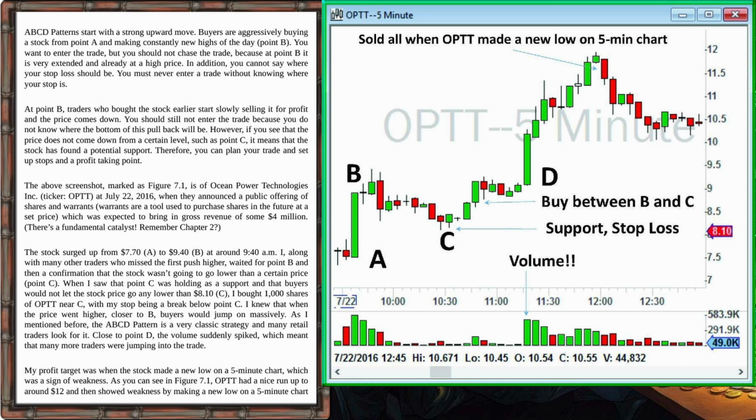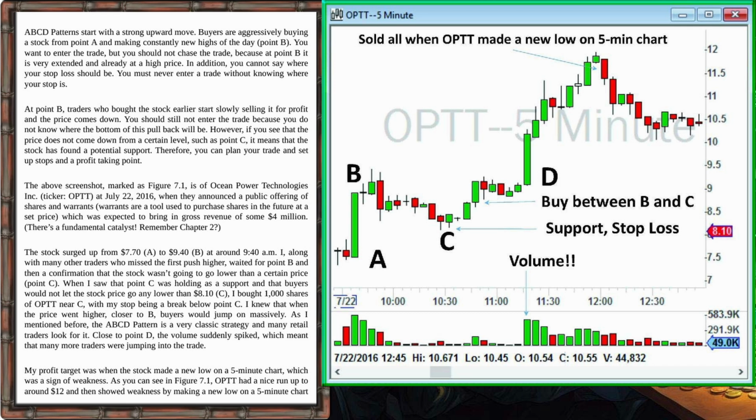The above screenshot, marked as Figure 7.1, is of Ocean Power Technologies Inc., ticker OPTT, on July 22, 2016, when they announced a public offering of shares and warrants. Warrants are a tool used to purchase shares in the future at a set price, which was expected to bring in gross revenue of some $4 million. There's a fundamental catalyst. Remember Chapter 2?